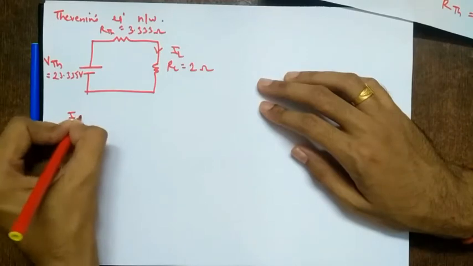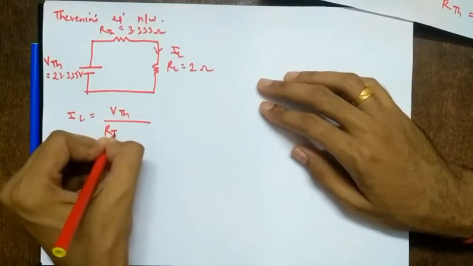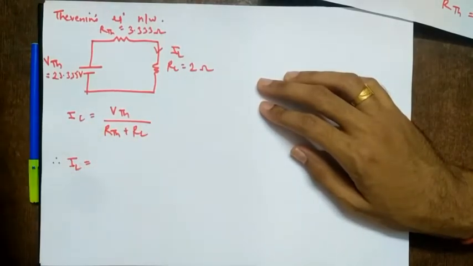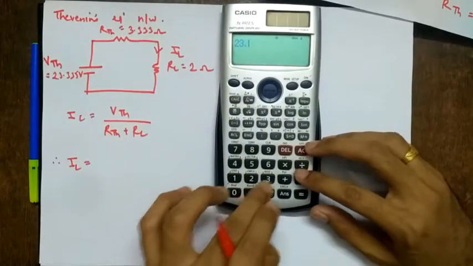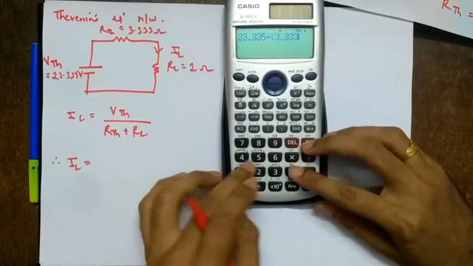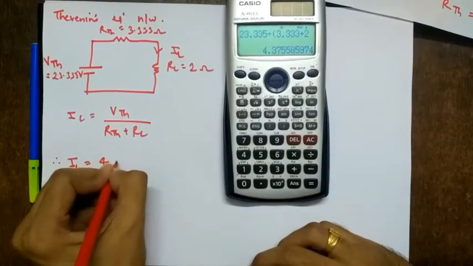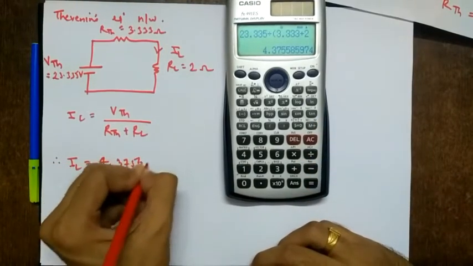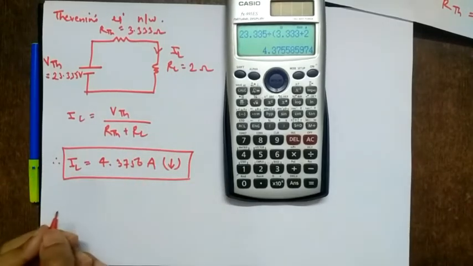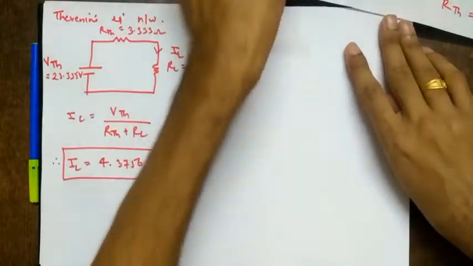So what is the formula? IL will be by Ohm's law, VTH upon RTH plus RL. So therefore, IL equal to 23.335 divided by 3.333 plus 2. So IL is 4.3756 amperes going downwards. So this is our required current. So this is the way we solve sums on Thevenin's theorem for independent sources.